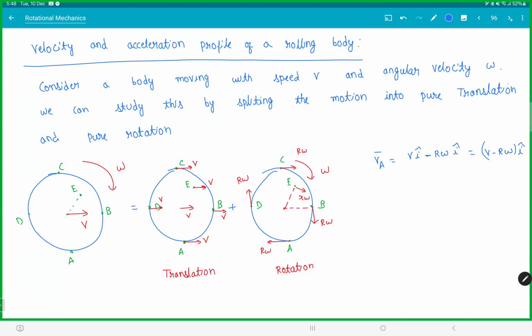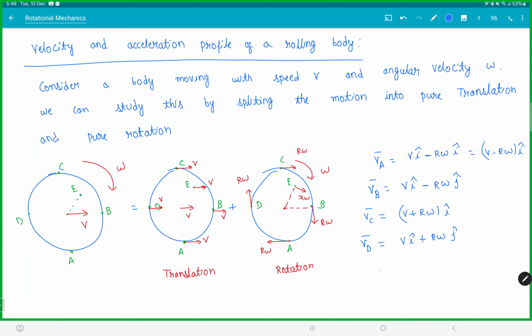Are you getting how we are finding the velocity? Split the motion into translation and rotation, get the translation velocity, get the rotation velocity, add them. You want velocity at B. The translation will always give you v i cap, and the rotation would be minus r omega j cap. The velocity at C: v and r omega are in the same direction, so v plus r omega i cap. You want velocity at D, then it is v i cap plus r omega j cap.